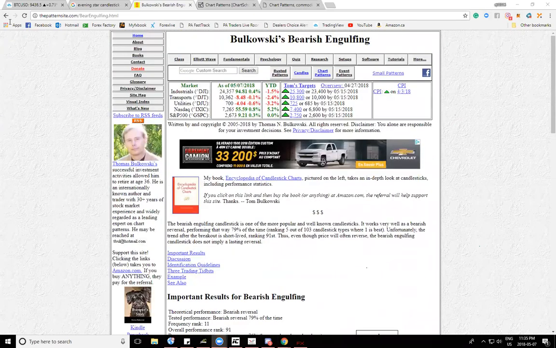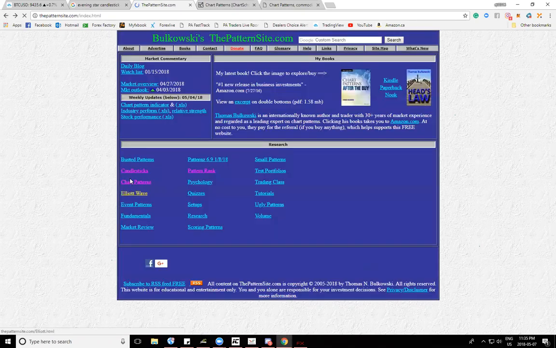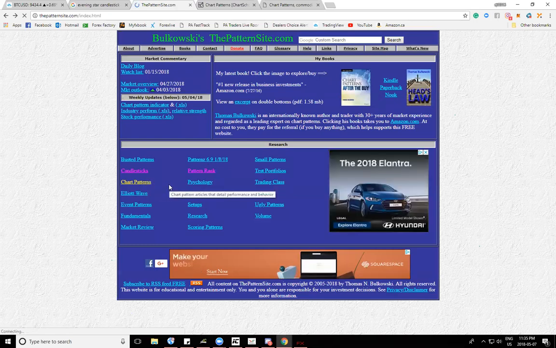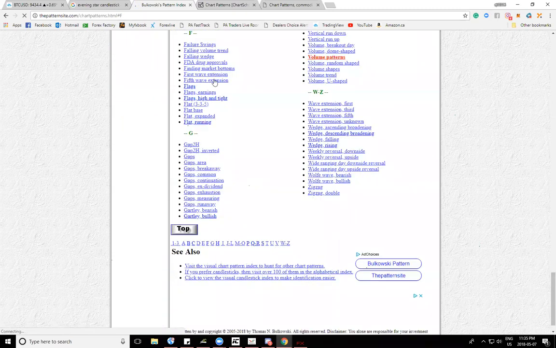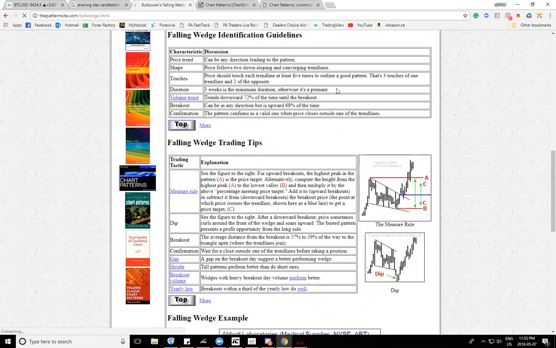And in that site too, you'll have just regular chart patterns here. As we were talking about earlier, like for example, falling wedges or rising wedges. So falling wedge, here you'll identify them. See, here's what I mean. Here it says 3 weeks is the minimum duration, otherwise it's a pennant. Well, I kind of covered that earlier, that if it's really short term, it's going to be a pennant. I'm not sure that they necessarily need to all be 3 weeks to be considered a falling wedge.